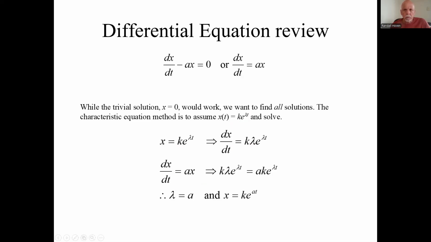Here's the equation. Plug that solution in there. And you see this all works out if lambda equals a. So that's our solution. Lambda equals a. So here's our solution: x equals some constant times e to the at.